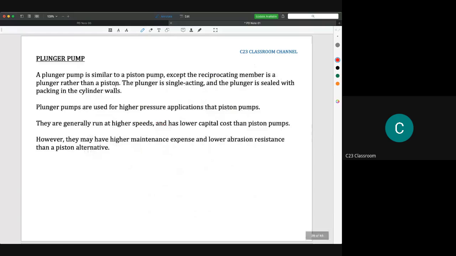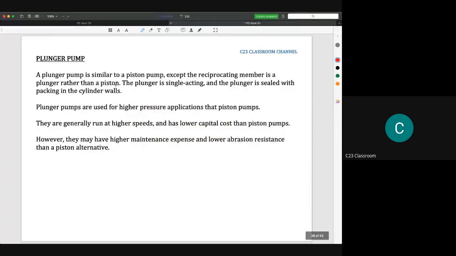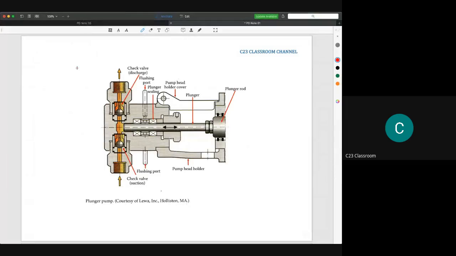Another type of pump is the plunger pump. The plunger pump is actually the same thing as the piston pump. This will go forward and backward to create the vacuum and suck the water, and then it is pressed to the discharge.